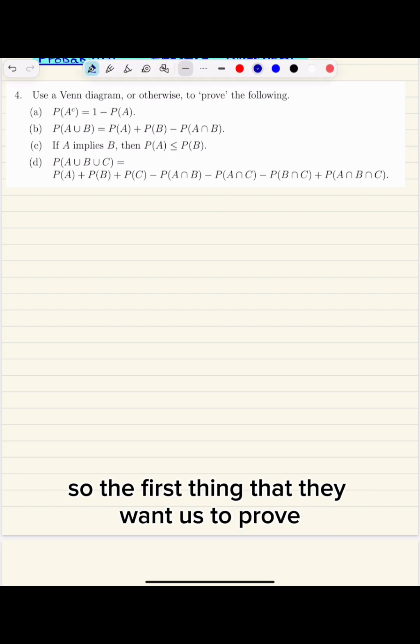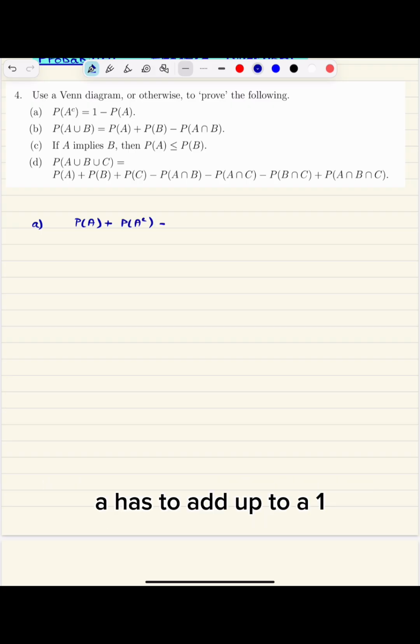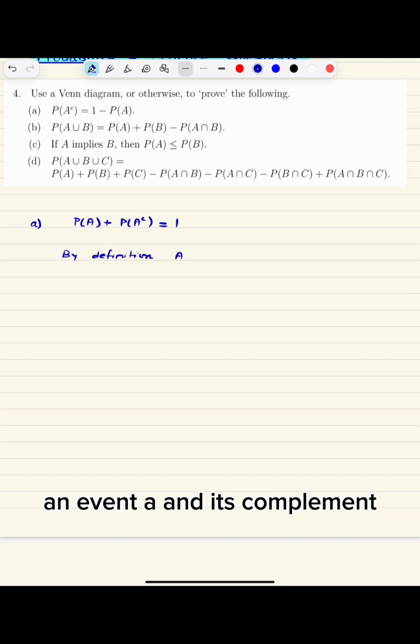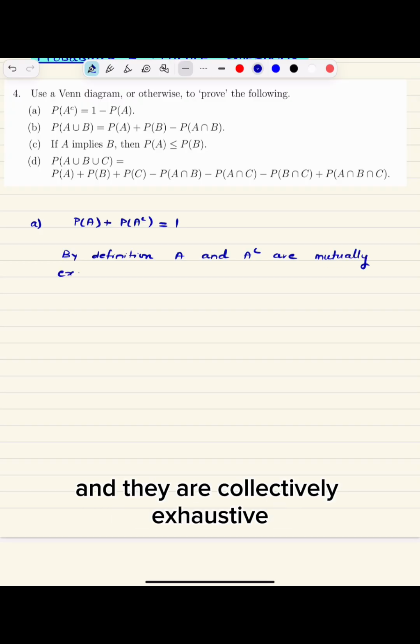So the first thing that they want us to prove is that the probability of A plus the probability of the complement of A has to add up to 1. The first thing that we should recognize is that by definition, an event A and its complement are mutually exclusive, so there's no overlap, and they are collectively exhaustive.